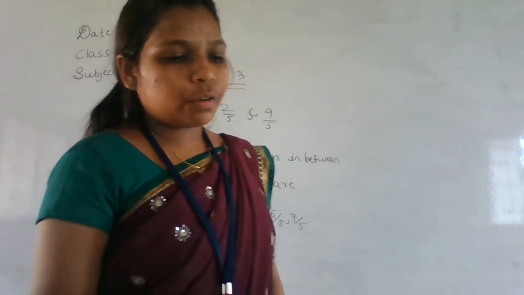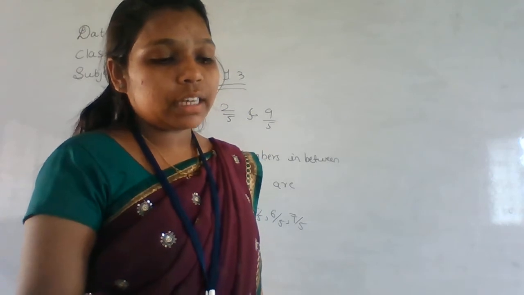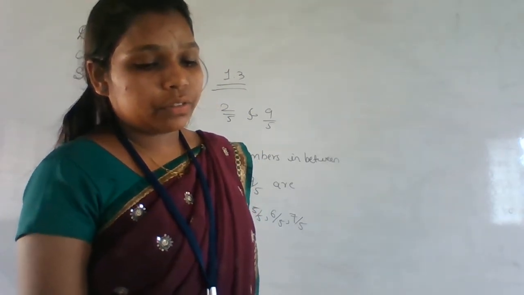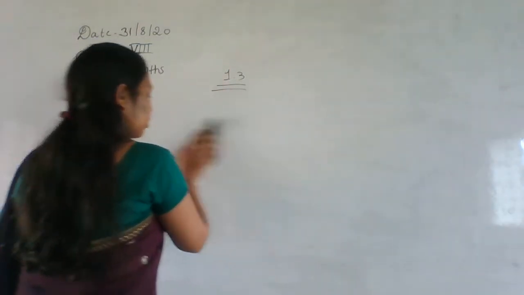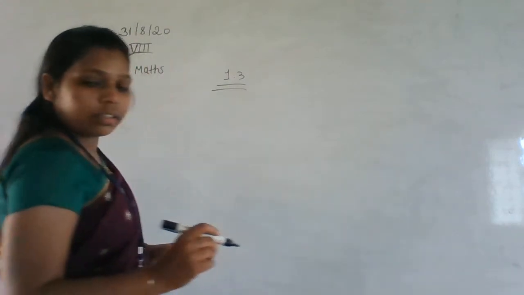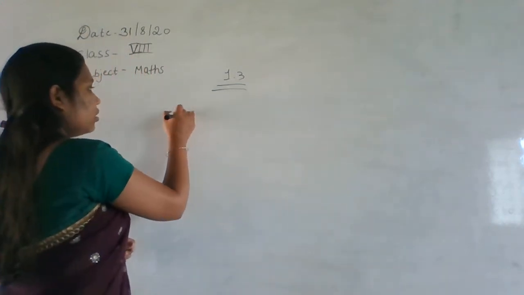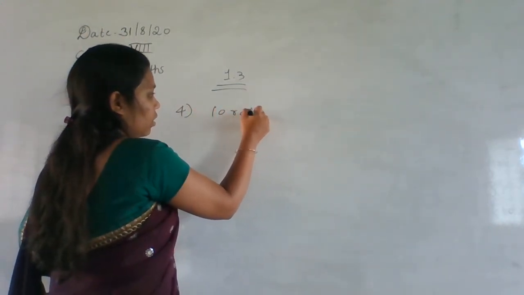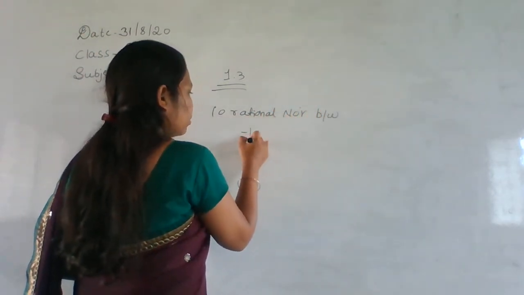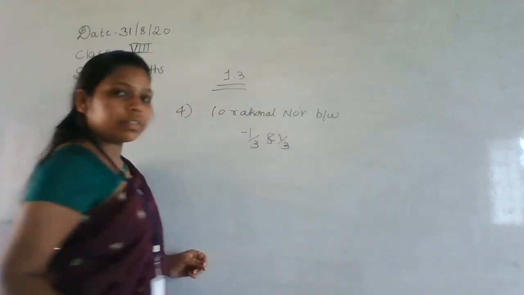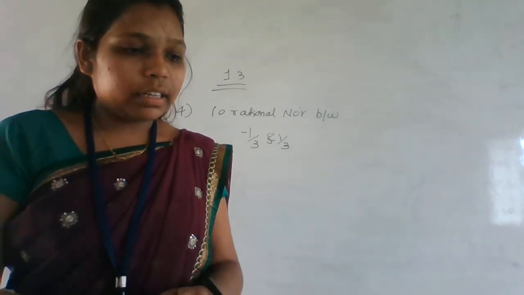Next we'll go for the fourth question. Find any 10 rational numbers between minus 1 by 3 and 1 by 3. Fourth question. They asked for 10 rational numbers between minus 1 by 3 and 1 by 3. You have to find the 10 rational numbers.